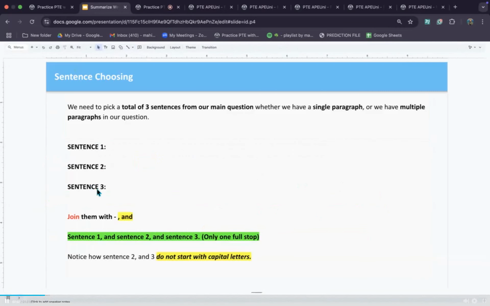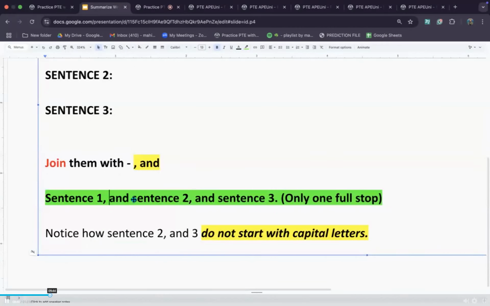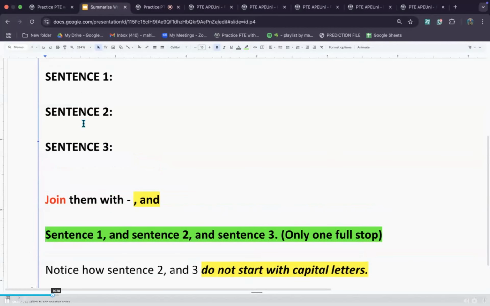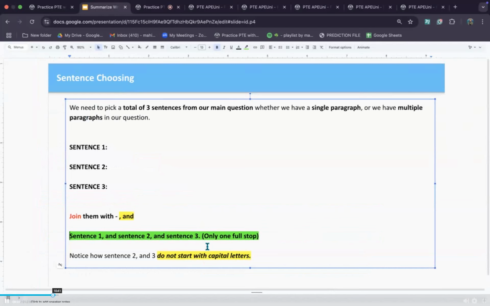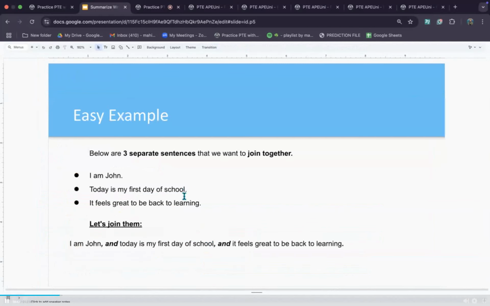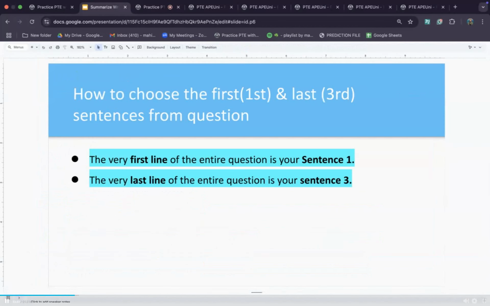Now, what do I do with them? I am only allowed to write one sentence, and I have three of them with me. You need to join them with a comma and a space. You start writing your sentence one, then sentence two, then sentence three, and you should have only one full stop at the end of your answer.